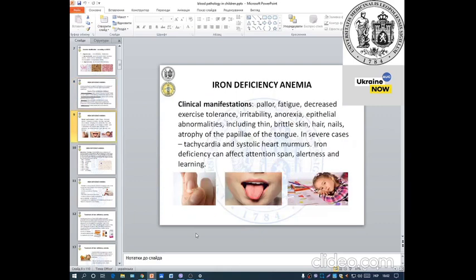Clinical manifestations of iron deficiency anemia include pallor, fatigue, anorexia, epithelial abnormalities, including brittle skin, hair, nails, atrophy of the papilla of the tongue with taste changes. In severe cases, tachycardia and systolic heart murmur. Iron deficiency can affect attention span, alertness, and learning.